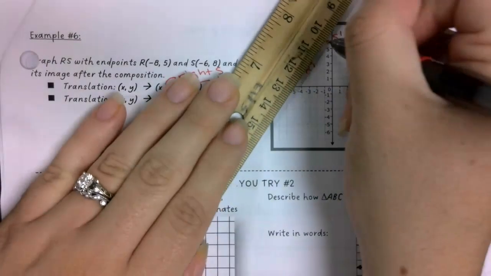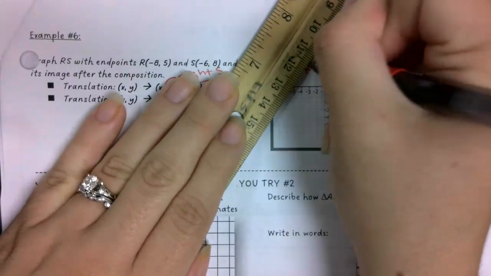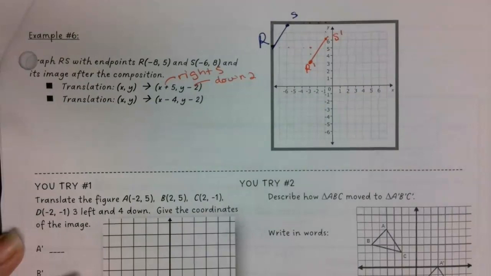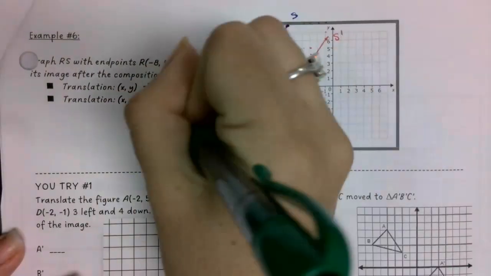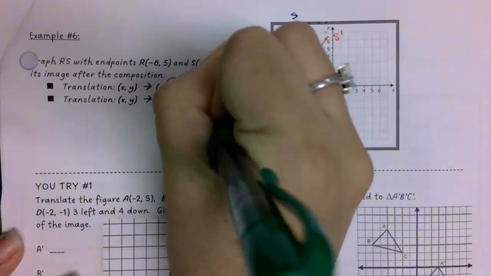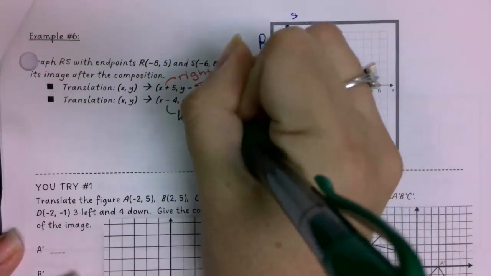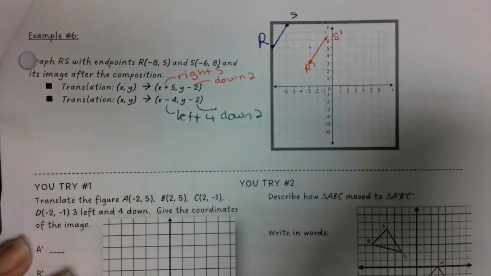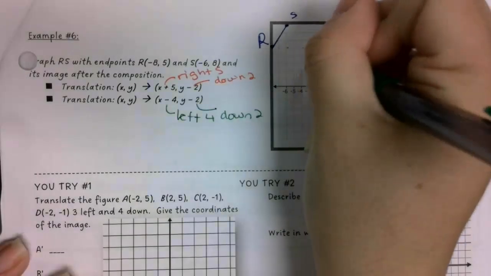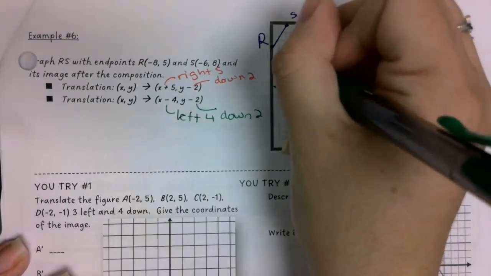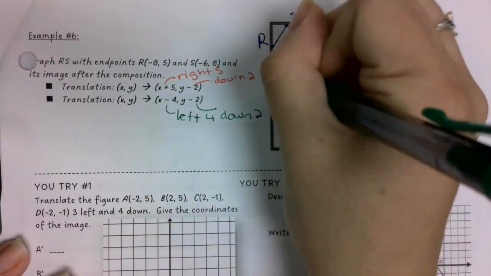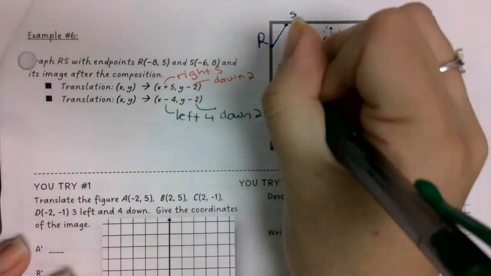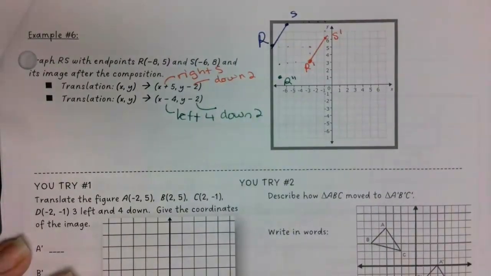And I want to connect these two. But it wants me to do a second translation. So this one is going left 4, down 2. So each of those points, I'm going to go left 4: 1, 2, 3, 4, and then down 2. When I write out my R this time, I'm going to have a double apostrophe because that means I've moved it twice.